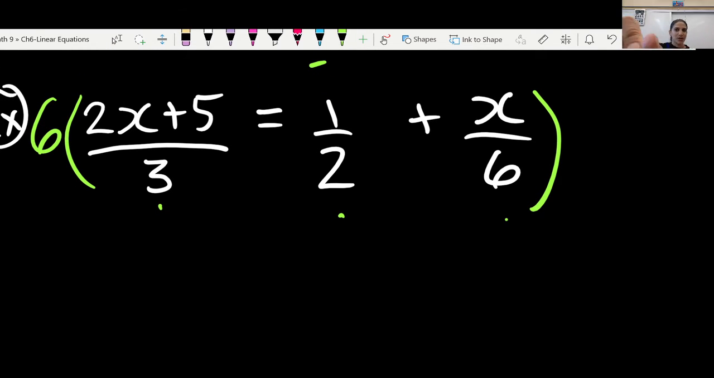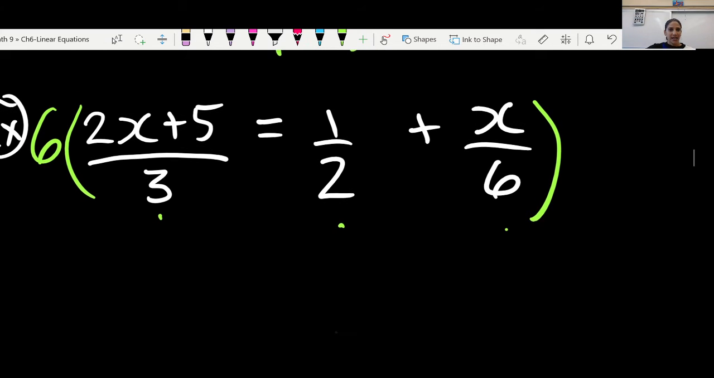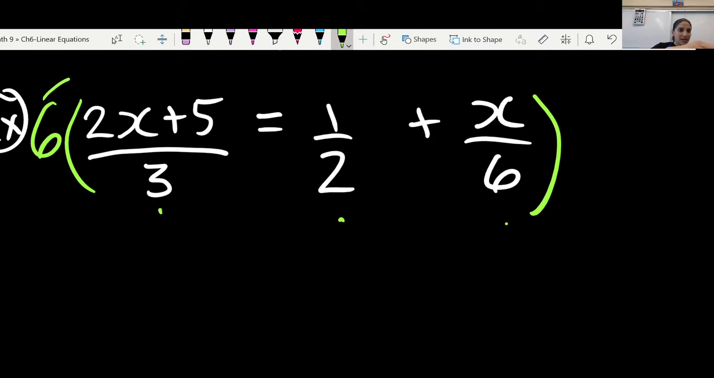Just to make this easier to work with, I'm going to get rid of that. And we want to do the same thing as last time where we distribute this by multiplying it by the first term. But let me show you a trick that's going to make this much easier to work with. I could do 6 times 2x and then 6 times 5 and then the whole thing's going to be over 3, but that's a lot of work to do.